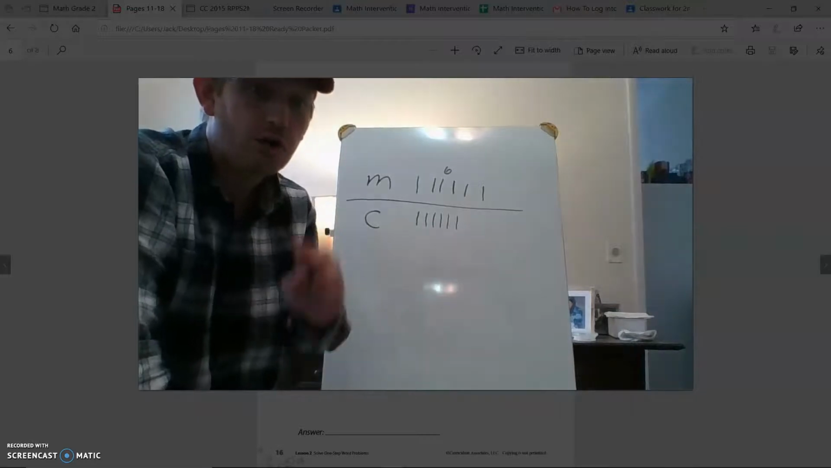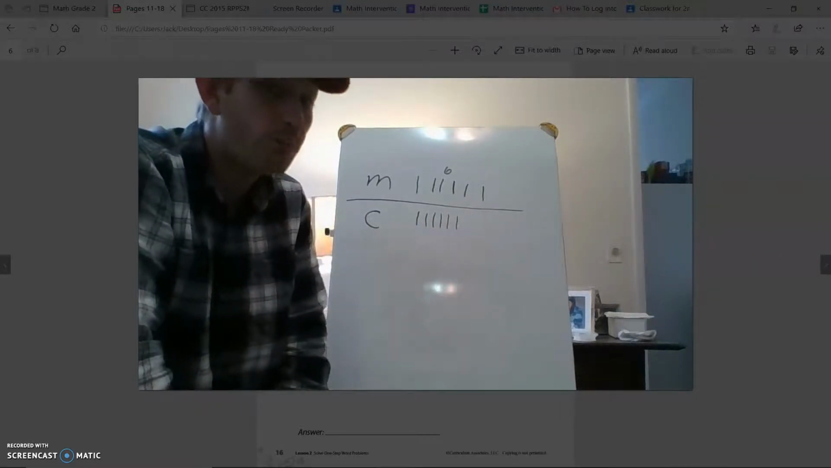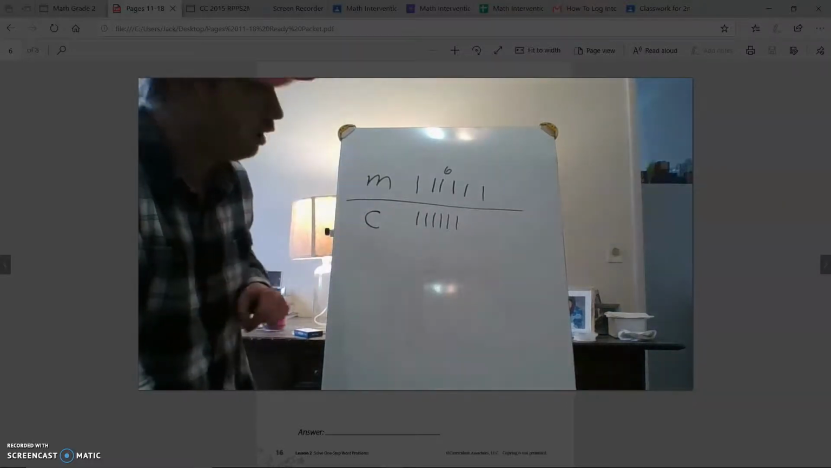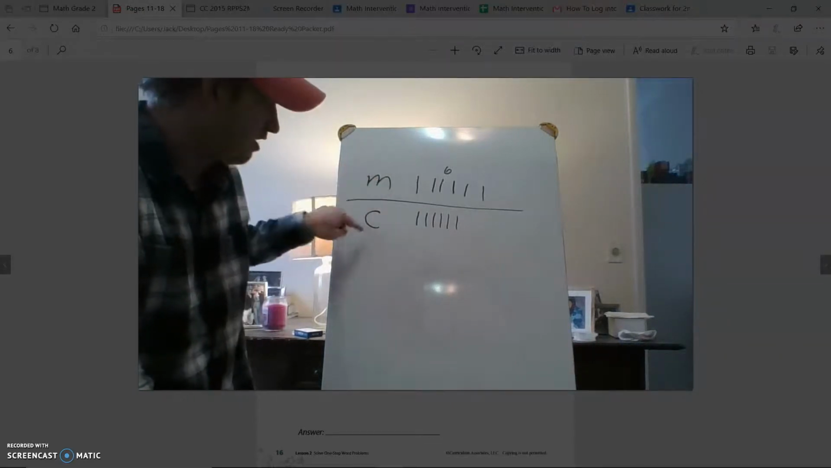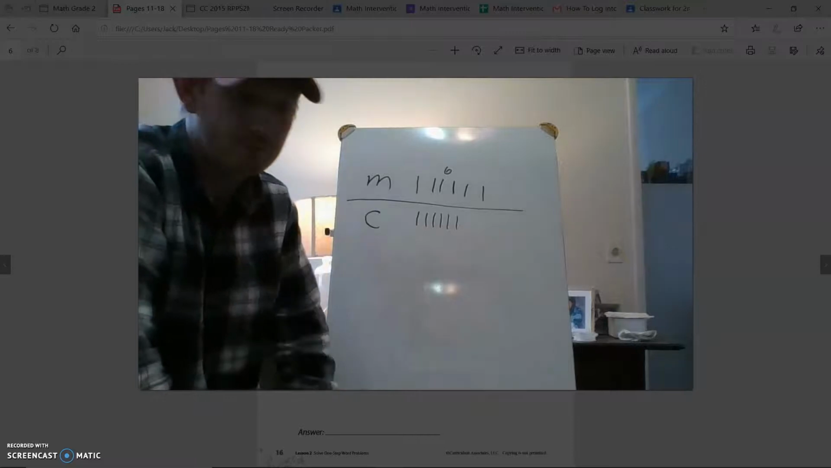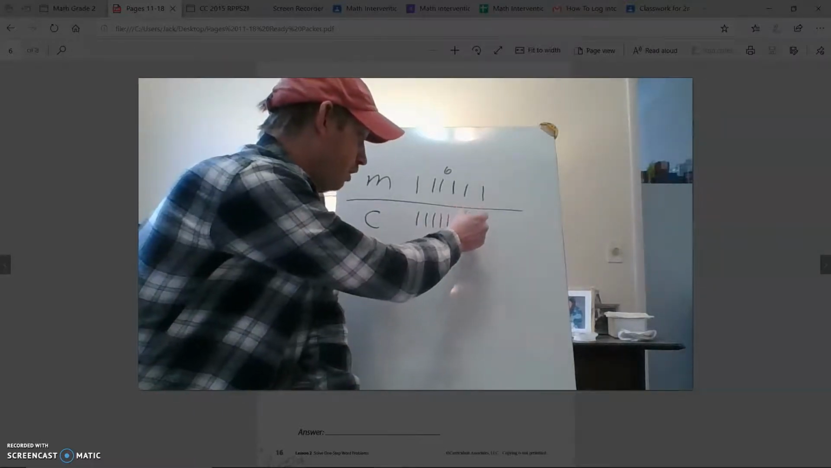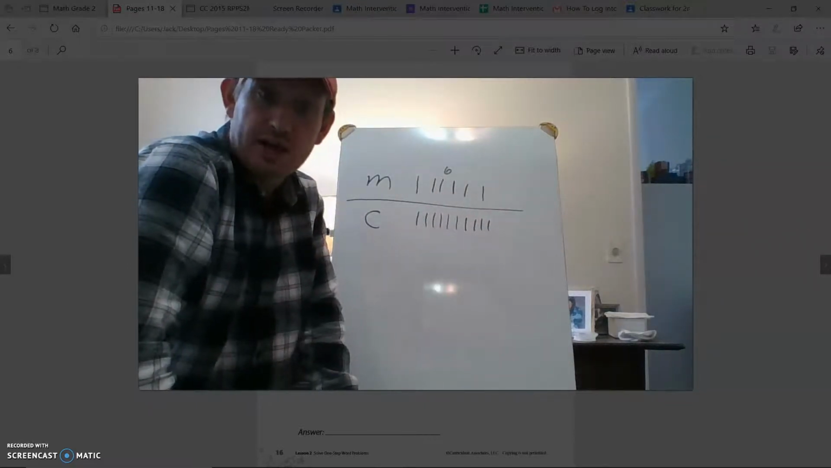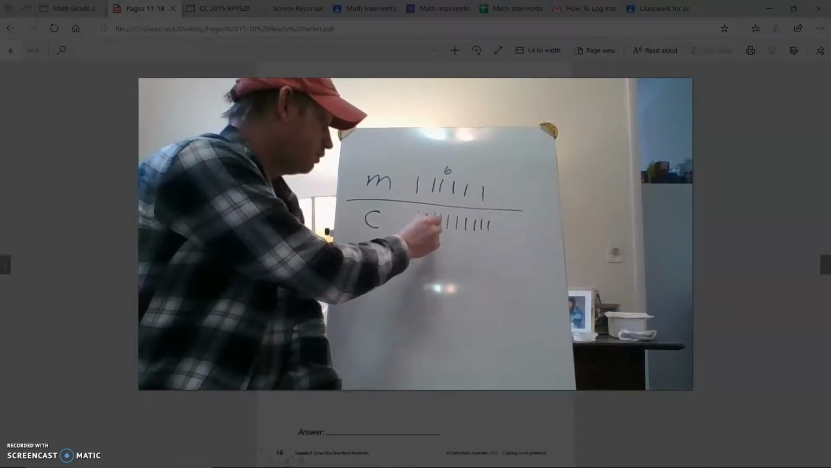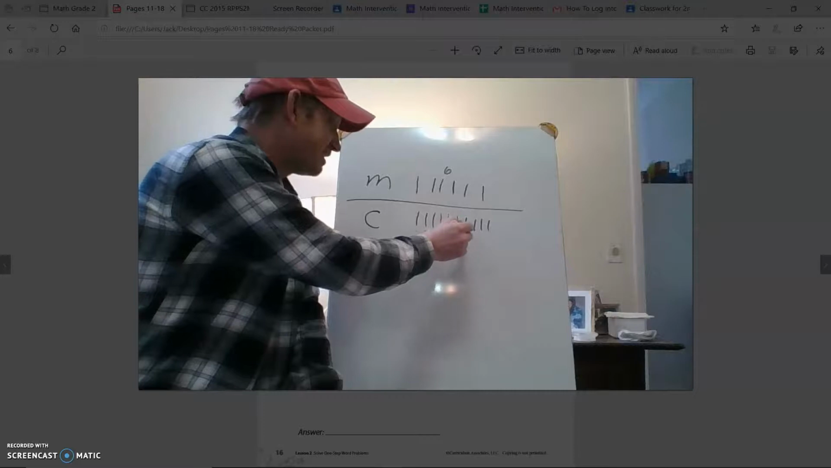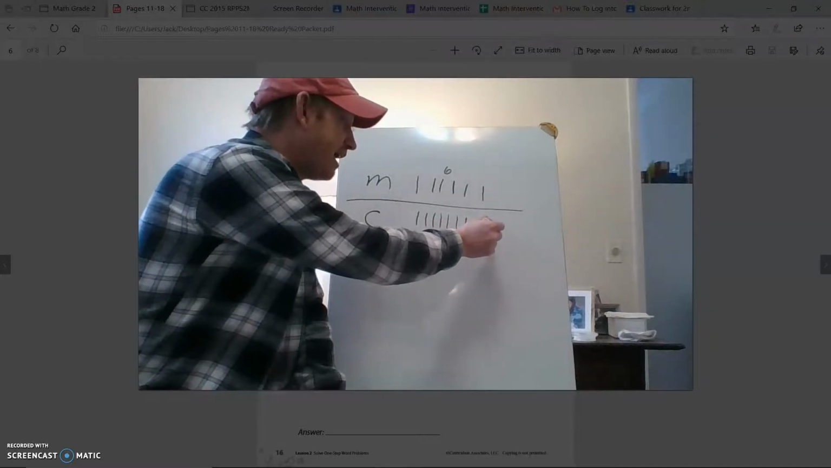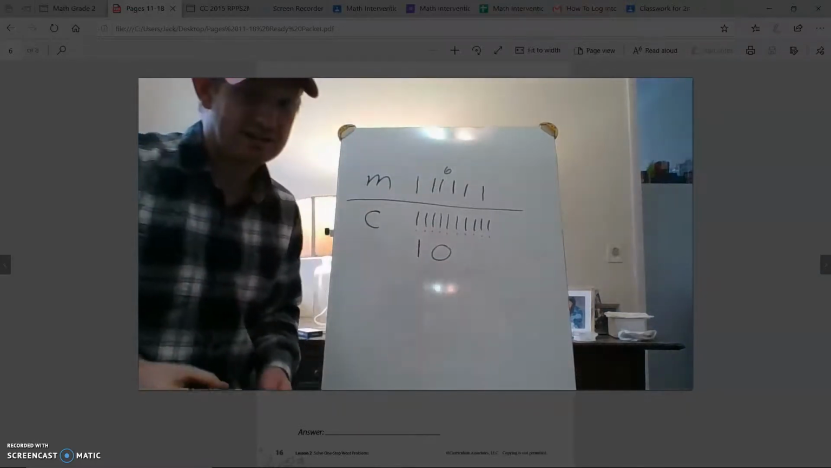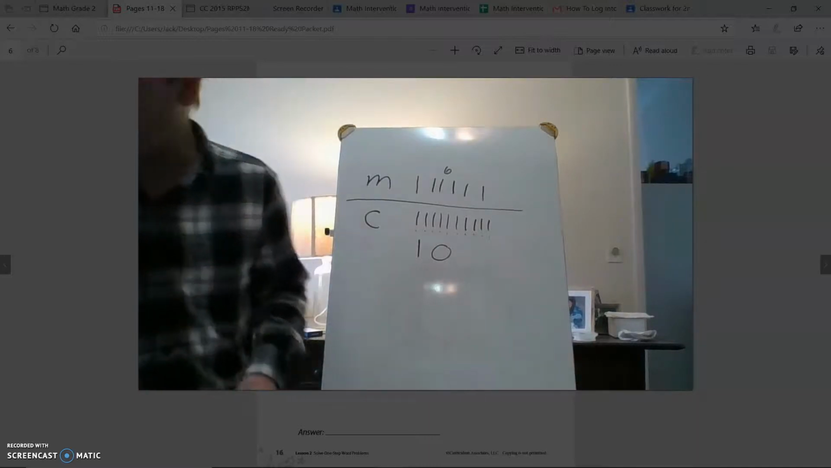But then I also have to draw 4 more, because there are 4 more crayons than there are markers, or 4 fewer markers than there are crayons. Those are both saying the same thing. So we count. 1, 2, 3, 4. Then all we have to do is see how many crayons we have. We have 1, 2, 3, 4, 5, 6, 7, 8, 9, and 10. So we know that we have 10 crayons. So that would have been one way to show your work.